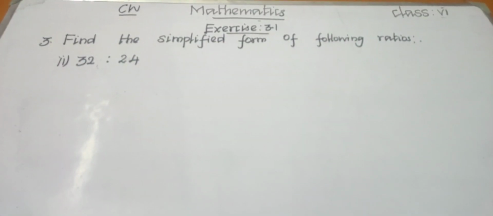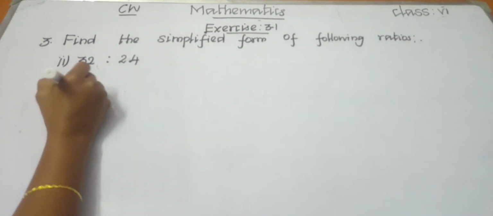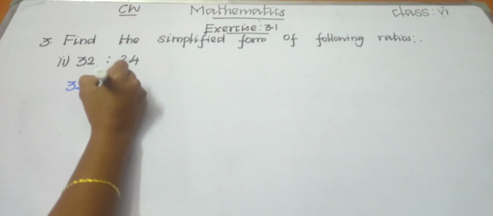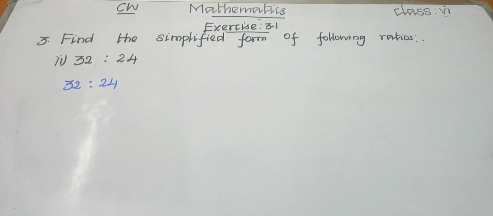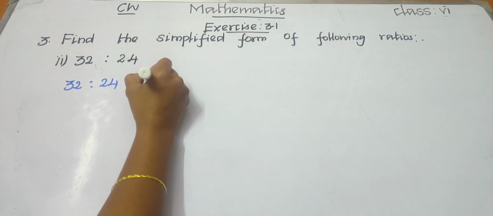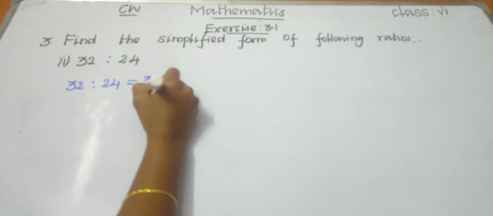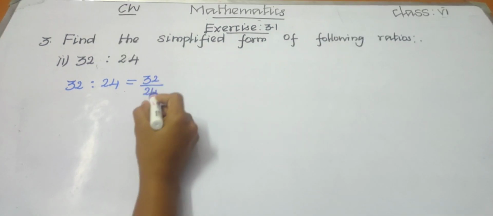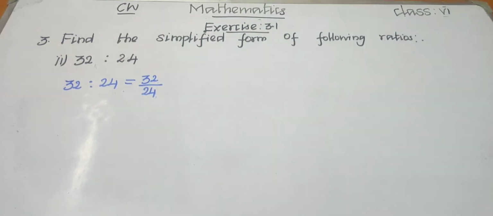So how will you make this in a simplified form? First of all, what do we need to do? We need to write the ratio in the form of fraction. So now let us write. We have 32 is to 24, right? So we can write this as 32 by 24. Okay, children, now check the units place. Here we have 2 and here we have 4. So it is a multiple of 2, right?